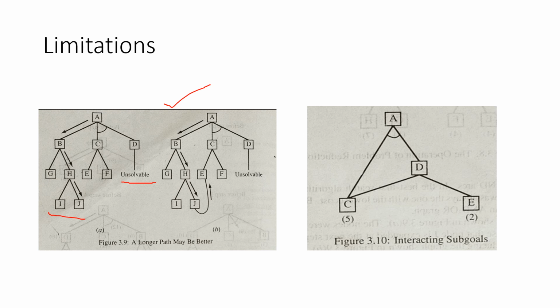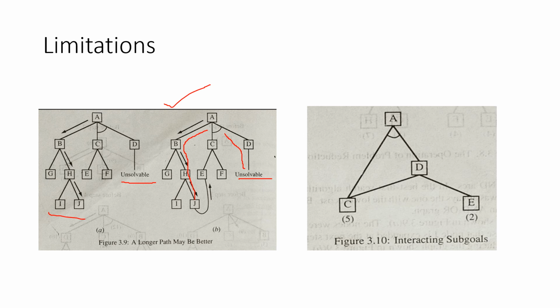So here you can see this may lead to a solution, but here the shortest path leads to an unsolvable solution. So it's unsolvable. So shortest may not be the best one. We are always looking for the shortest, and AO star must backtrack.